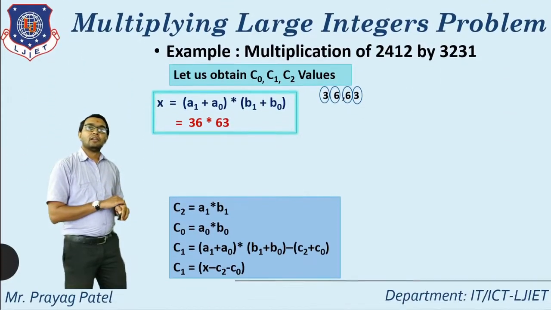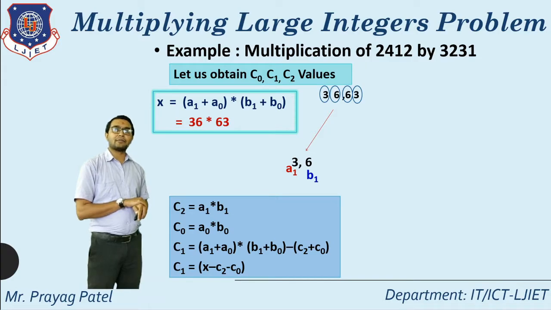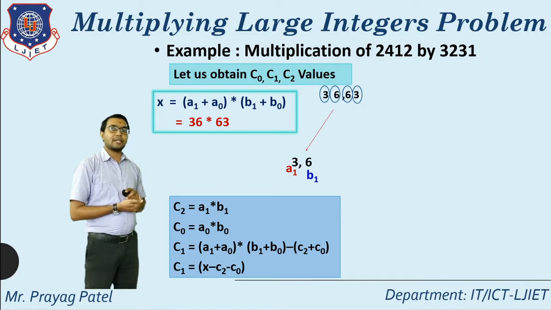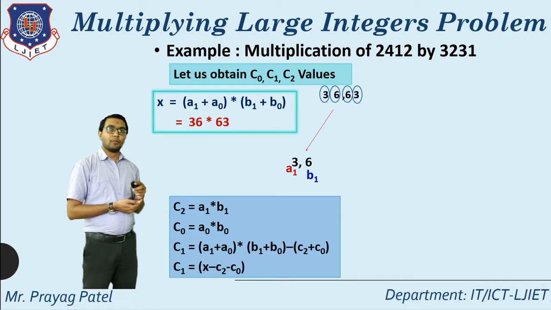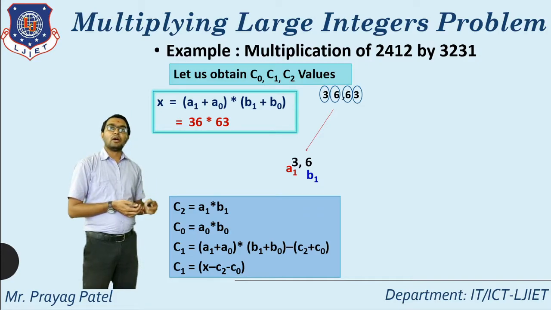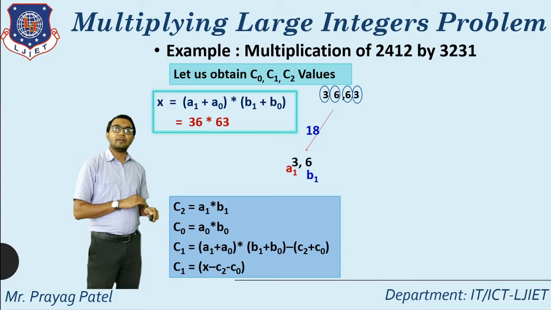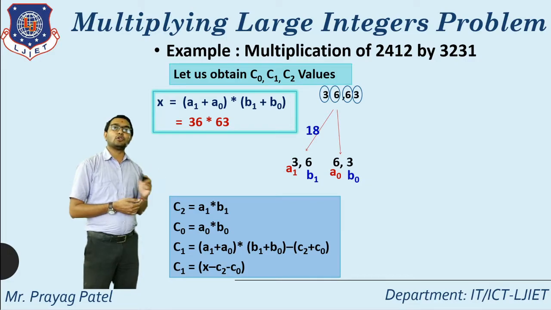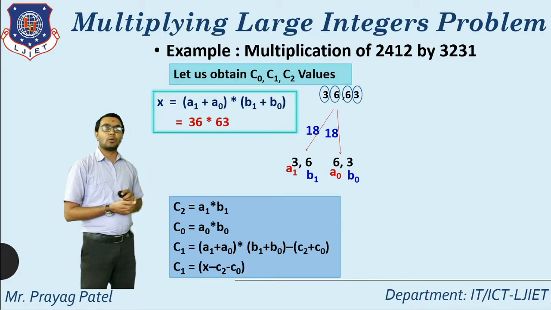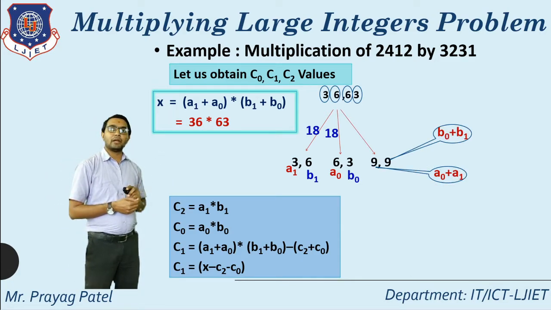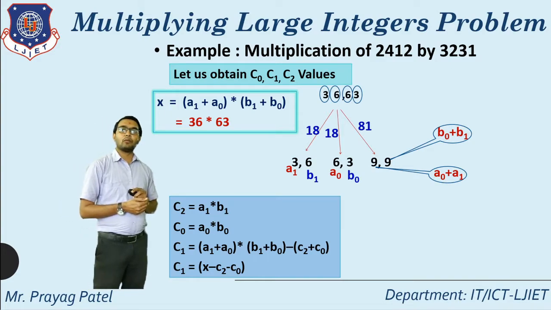Now the third component is to find the value of x, because x means a1 plus a0 multiplied by b1 plus b0. Here a1 plus a0 equals 36 and b1 plus b0 equals 36. So we multiply 36 with 63. Here consider 3 as a1 and 6 as b1. The multiplication of these two numbers equals 18. Next is a0 multiplied with b0. Here a0 equals 6 and b0 equals 3. The multiplication of these two numbers equals 18. The third component is a0 plus a1 equals 9 and b0 plus b1 equals 9. The multiplication of these two numbers equals 81.